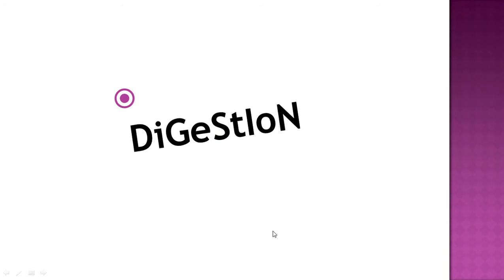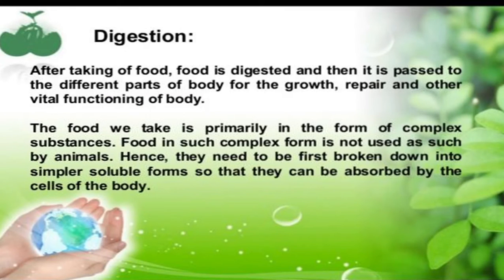The next topic we are going to learn is digestion. So after taking food, the food is digested and then passed to the different parts of the body for growth, repair, and other vital functioning of the body. The food we take is primarily in the form of complex substances. Food in such complex form is not used as such by animals.